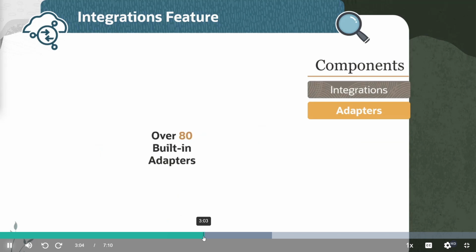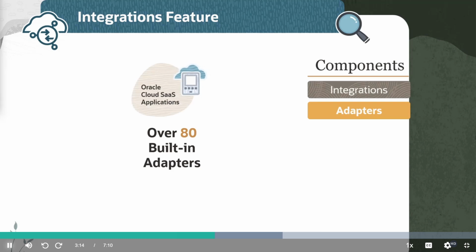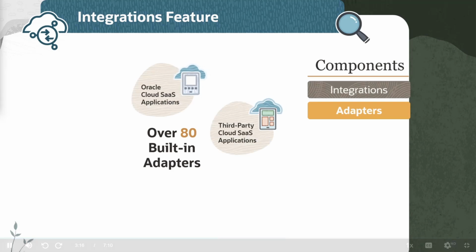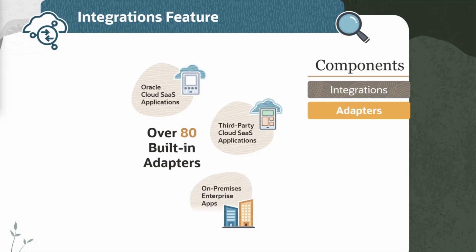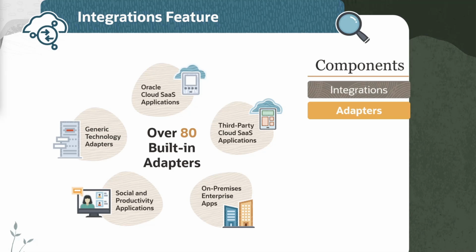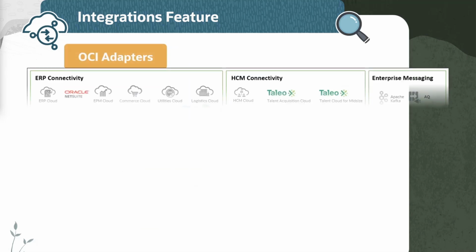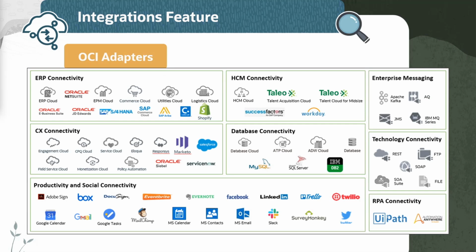However, creating integrations requires other components, starting with adapters. There are over 80 of these pre-installed in your OIC environment. These include Oracle Cloud SaaS applications, third-party cloud SaaS applications, on-premises enterprise apps, social and productivity applications, and other generic technology adapters for databases, FTP and file servers, REST, and SOAP. This graphic illustrates the various categories and icons representing 55 of these adapters.